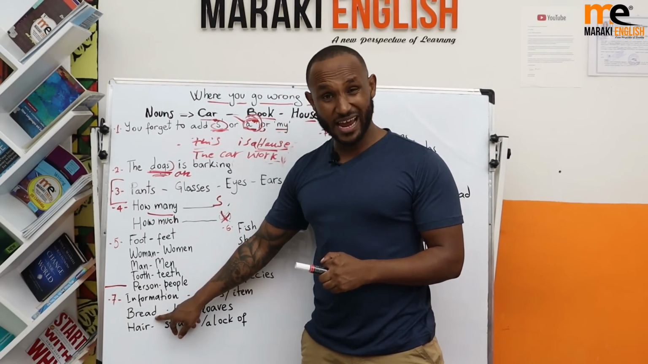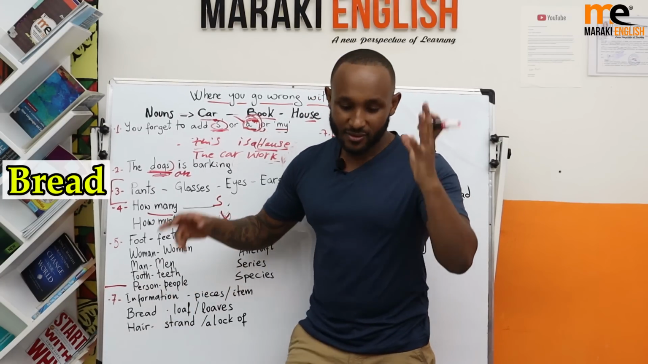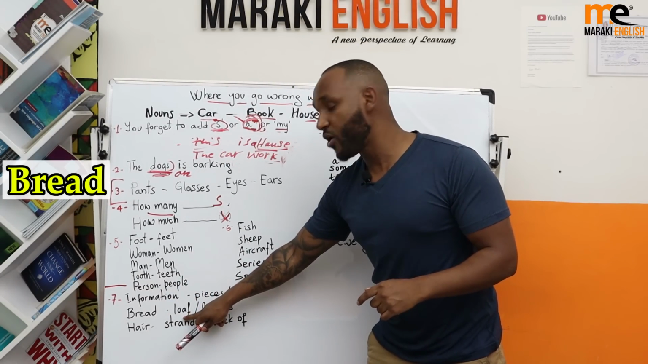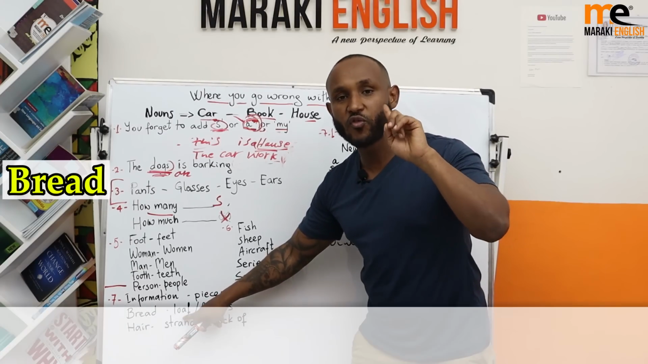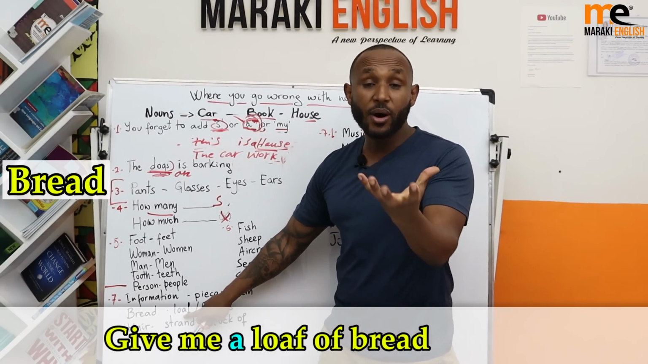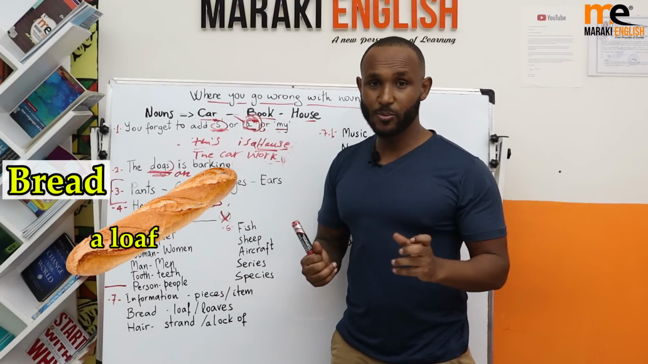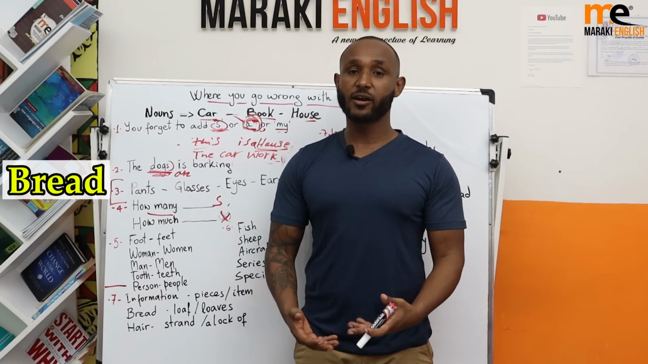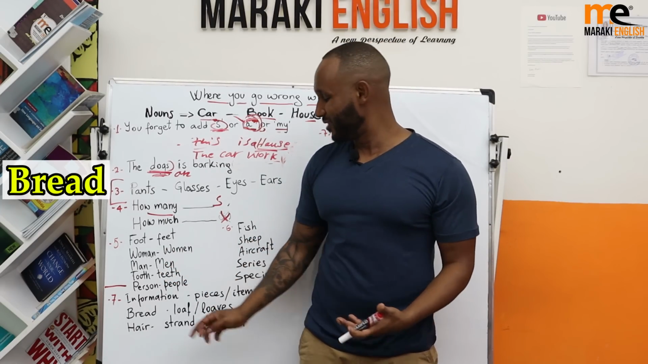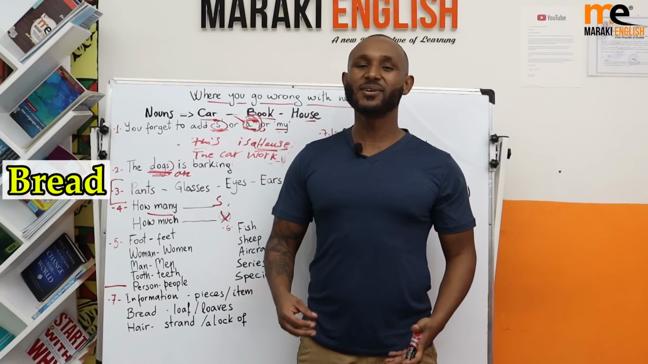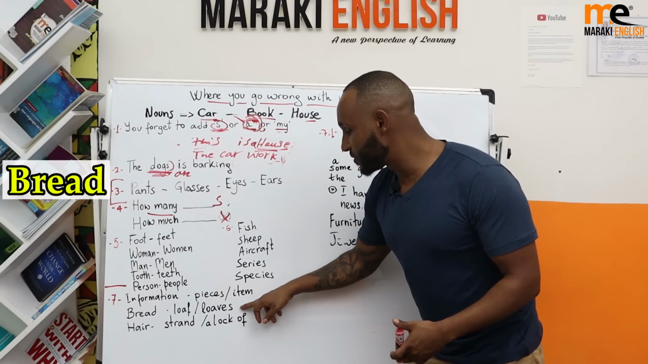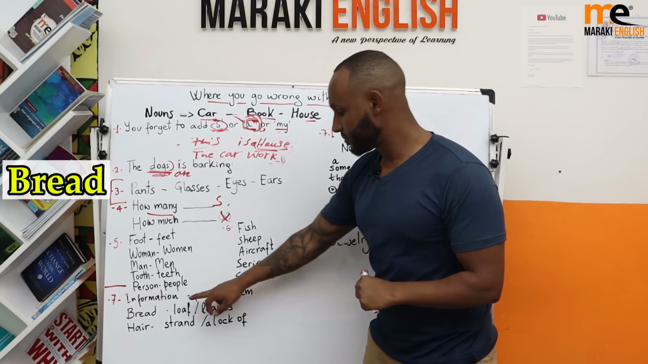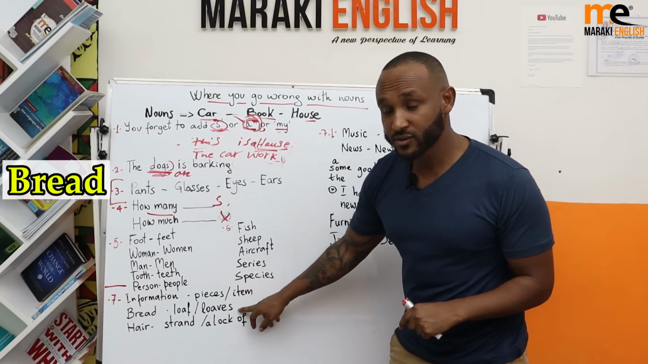What about this one? Bread. I know. This is a bread and it should be counted, right? But it's not. A loaf of bread, if it's just 1. Give me a loaf of bread, or a bun of bread. A loaf is a bigger one. A bun is a smaller one. Okay? A loaf of bread. If you go to a baker and you want to tell him how many loaves of bread you want to buy, you can tell him, maybe please give me 3 loaves of bread. 3 loaves of bread, not 3 bread. Okay? Bread. A loaf, loaves.